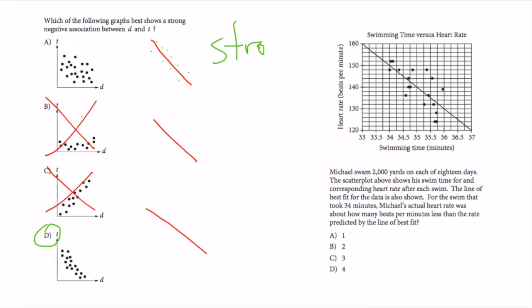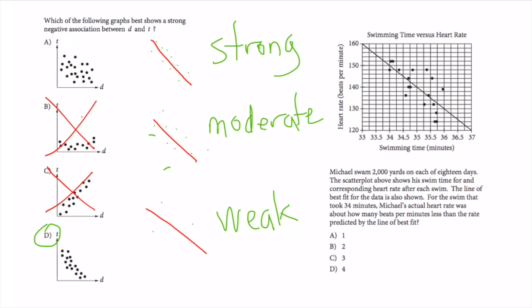Okay, this would be strong. If I had a moderate, okay, that means it's okay. Some of them are pretty close, but then we have some that lie outside. They're just a little bit more spread out. And then finally we have a weak, which is very spread out. Okay, there's still somewhat of a shape that's taking place though. Okay, they're just obviously more spread out than the others.